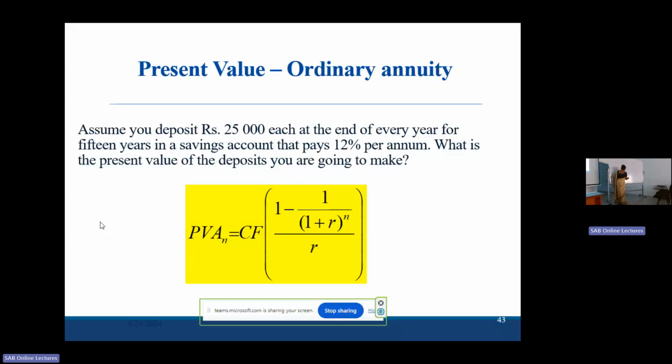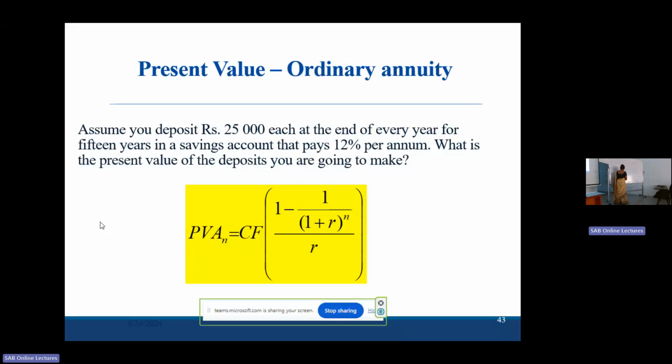What is the factor coming here? Present value interest factor. Once you solve this one, you will get the present value interest factor. 1.12 to the power minus 15, 1 minus this, divided by 0.12. So it is 6.81. Present value interest factor here, you will get 6.81.